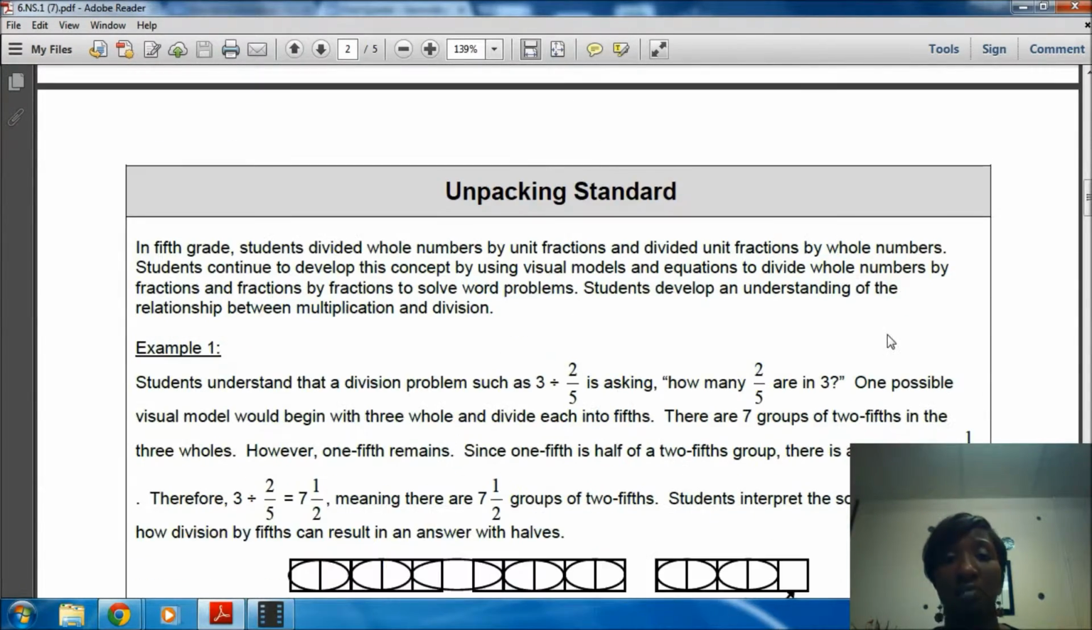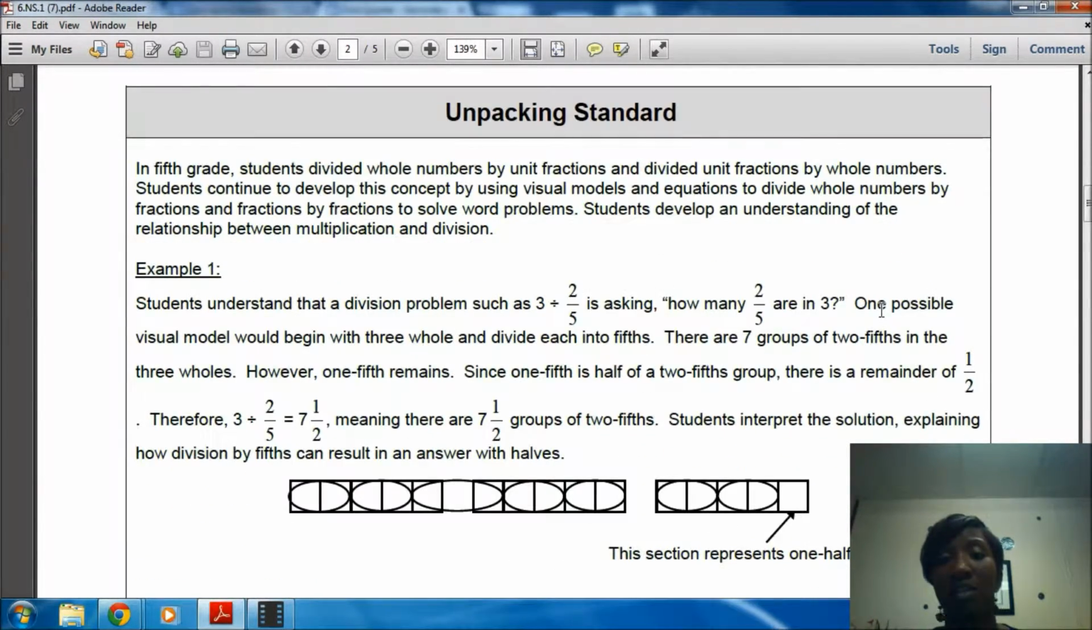I'm going to go to this was the first page of this document. I'm scrolling down to the 2nd page of the document, and this 2nd page starts with the unpacking of the standard. So again, we talked about how at the beginning, the way the standard is written sometimes may not be as easily understood. Everything that it encompasses may not be as easily understood, but the unpacking shows you what students should be exposed to.